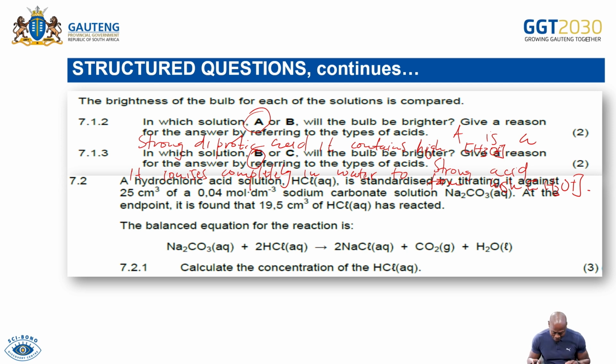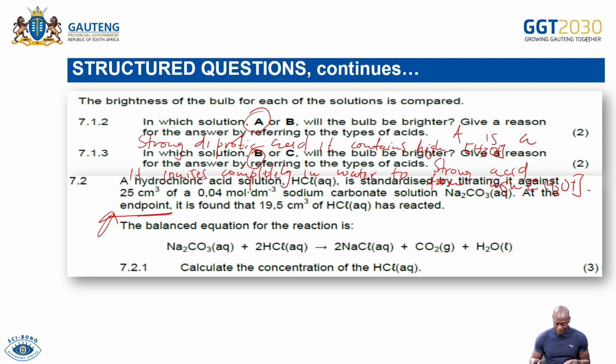Okay, then a hydrochloric acid solution, HCl, is standardized by titrating it against 25 cubic centimeters of 0.04 mole per cubic decimeter of sodium carbonate solution. Then at the end point, so what is end point? I hope you still remember we did titration, or what steps you need to follow when performing titration, right? So end point, that is the point where the indicator changes color. You cannot perform titration without adding a suitable indicator, which will determine the end point.